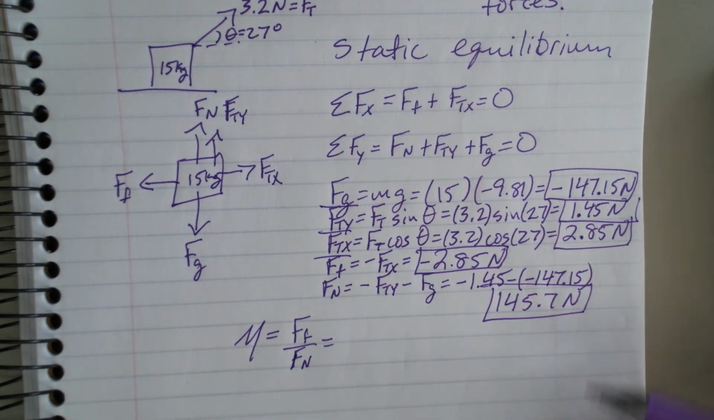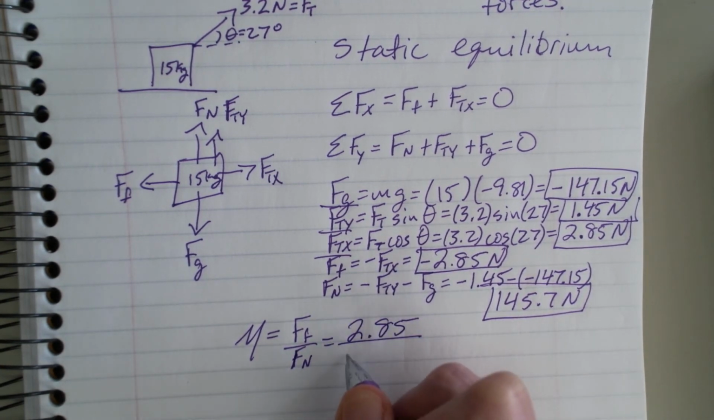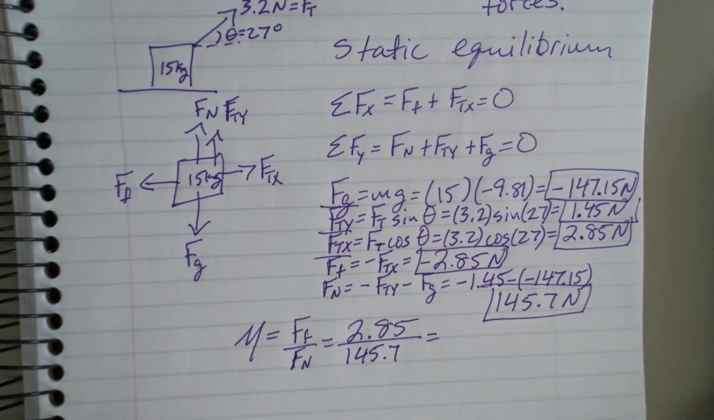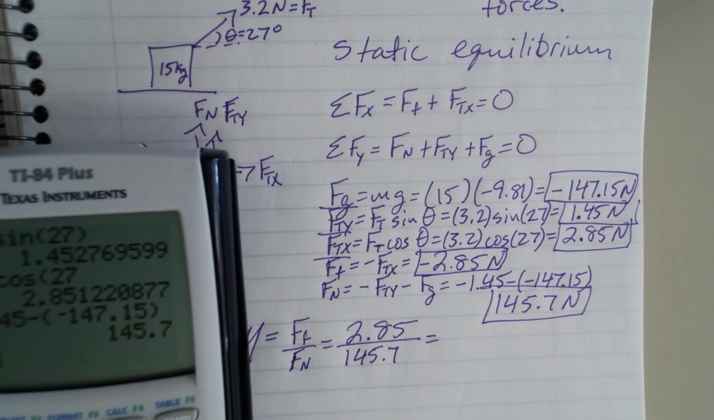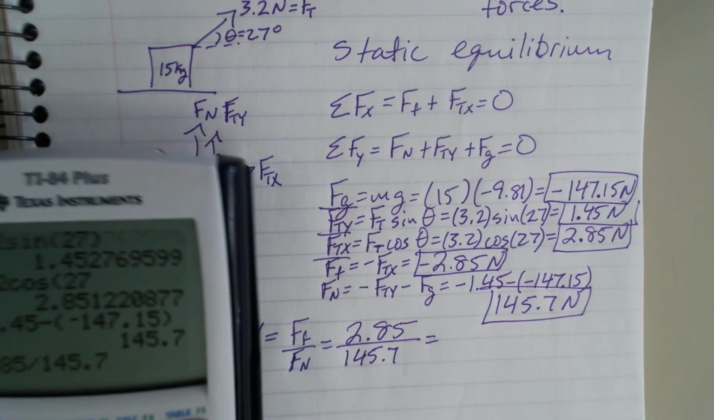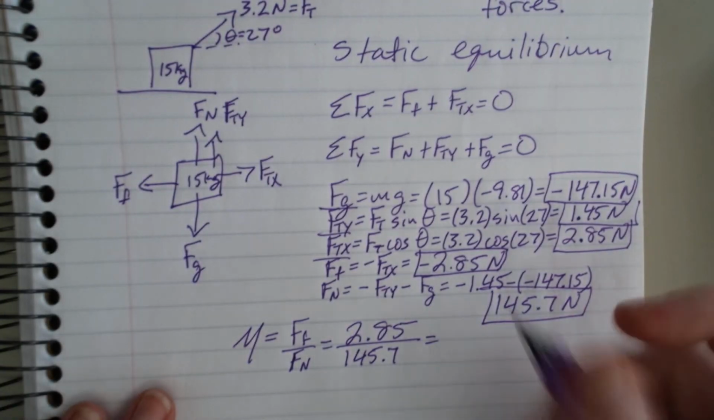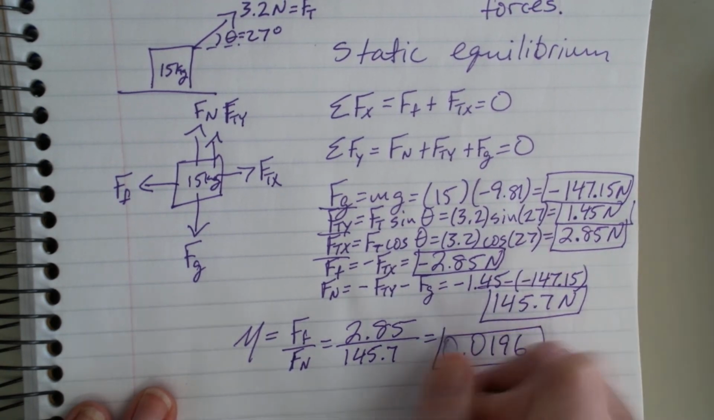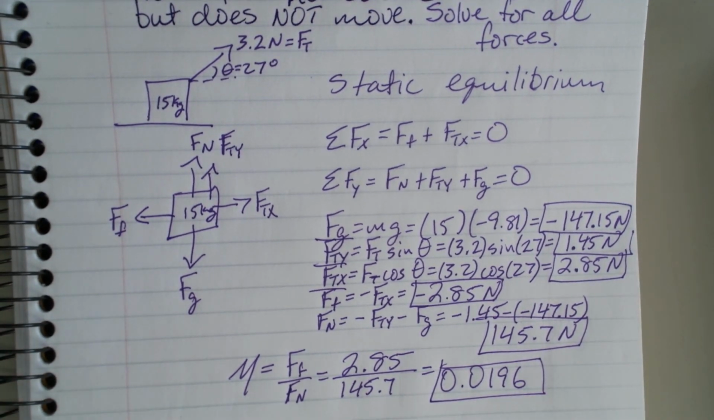So let's see, so my friction would be 2.85 divided by 145.7. So I get 0.0196. And that's it. Those are all the answers I could find to solve this one problem.